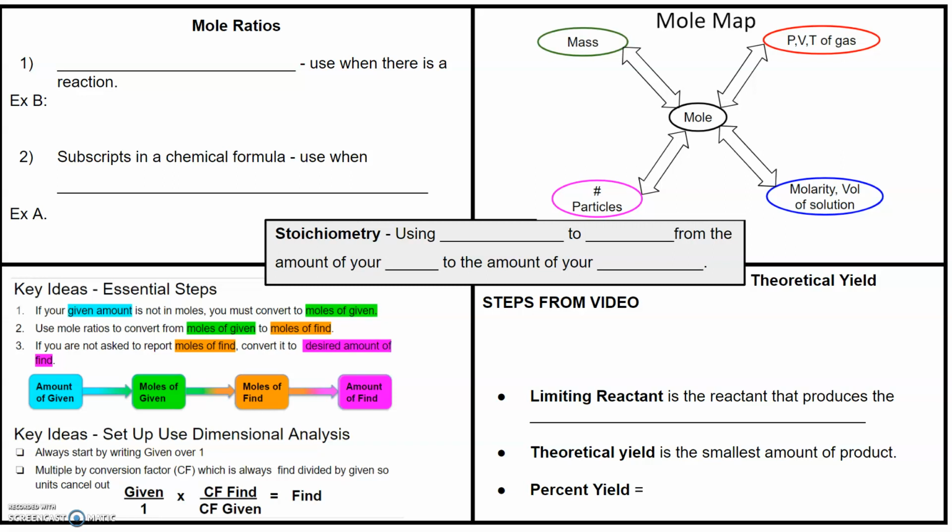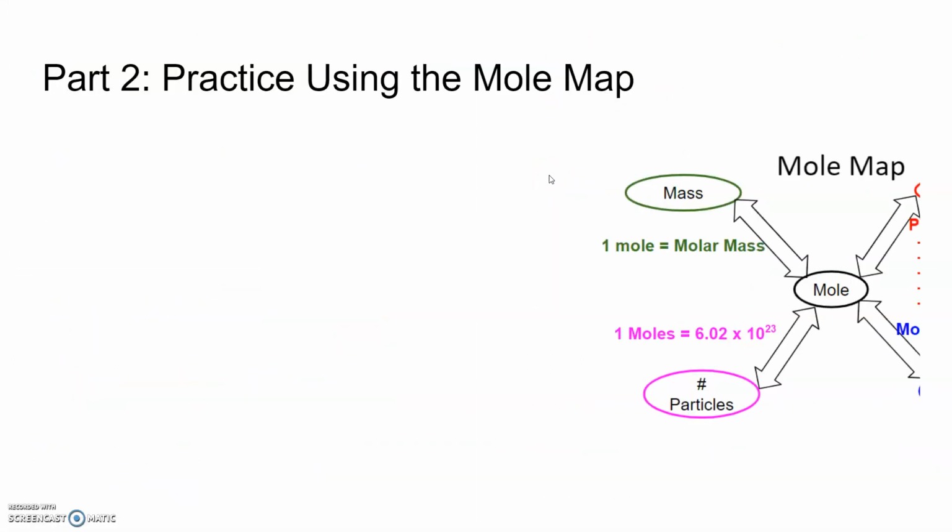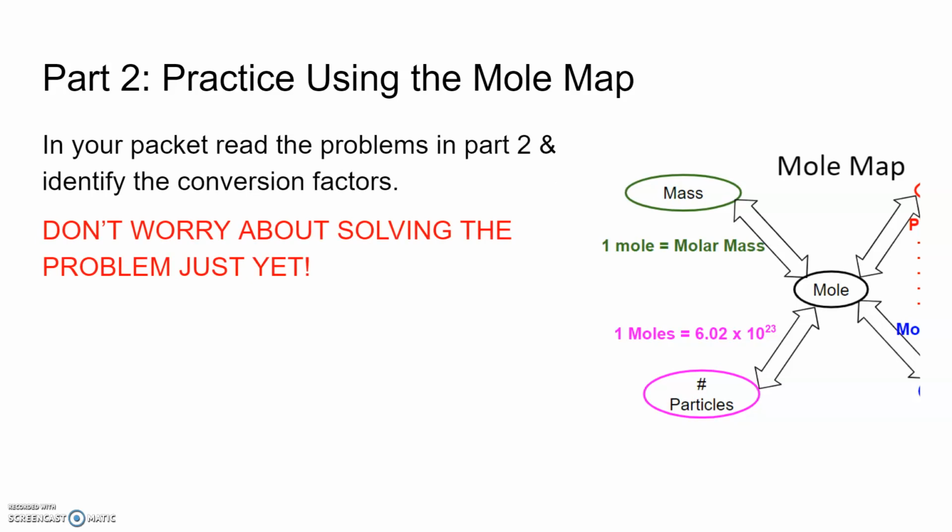However, if you do need steps 1 and 3, where you're converting from an amount that's not a mole to moles and vice versa, we use this tool called the mole map. We focused on the left half of the mole map, which is the mass and number of particle conversions, and along these arrows you wrote down the conversion factors. For example, if you want to go from mass to mole or mole to mass, you use 1 mole is equal to the molar mass. Then you did some practice problems in Part 2 where you identified what conversion factor you needed depending on the problem.